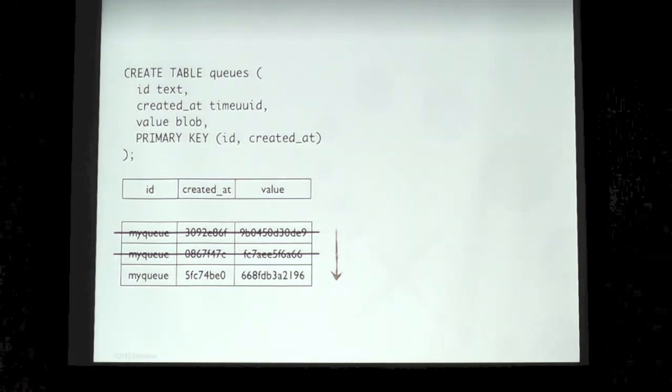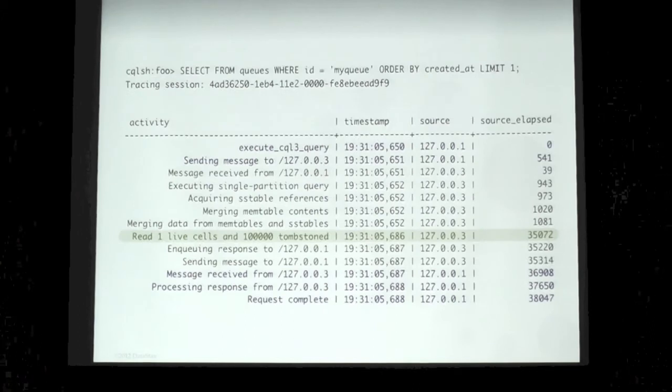So that's what I'm representing here with the lines through the rows: I've pulled that object out of the queue and deleted it, but there's still a tombstone there that Cassandra has to read through when you ask it, give me the next object in the queue.